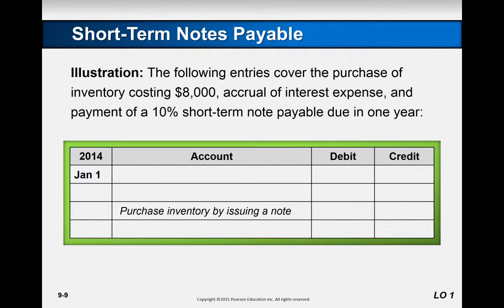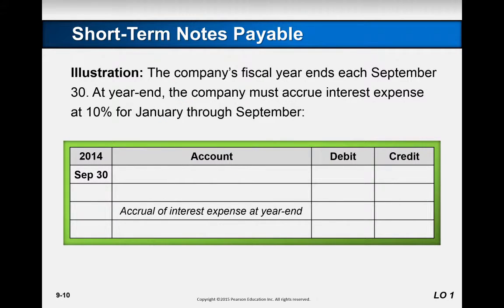So let's work through some problems here. These are the entries that we're going to cover: the purchase of inventory that costs $8,000, accrual of interest expense, and payment of a 10% short-term notes payable, which is due within 1 year. So at this point, we have the $8,000, so we're going to add that to inventory, and then we're going to credit notes payable short-term. That's how we purchase the inventory, through this note.